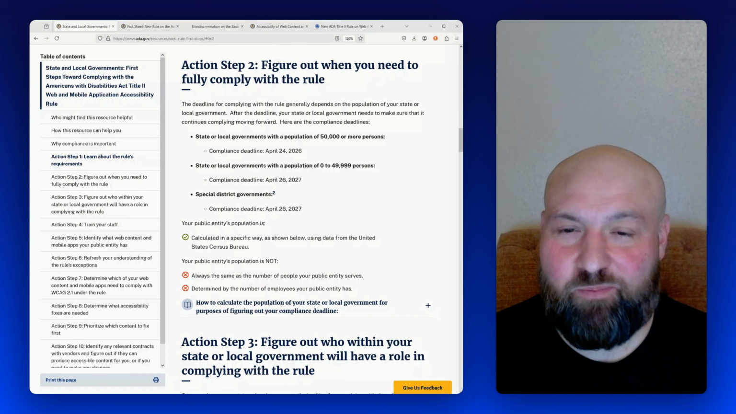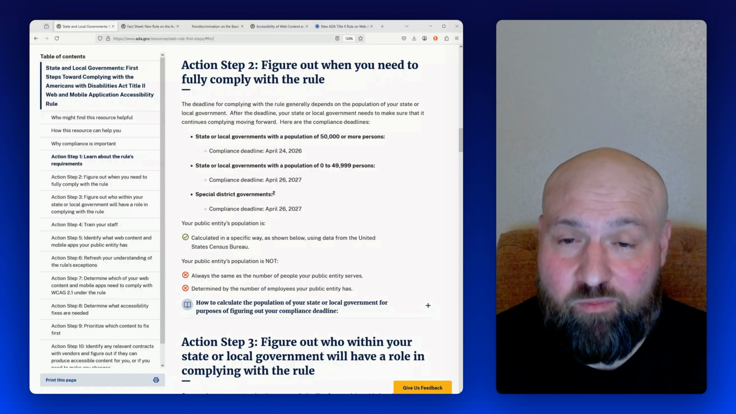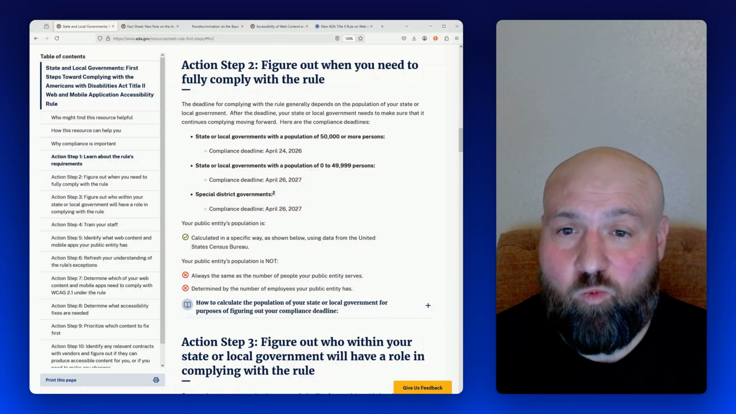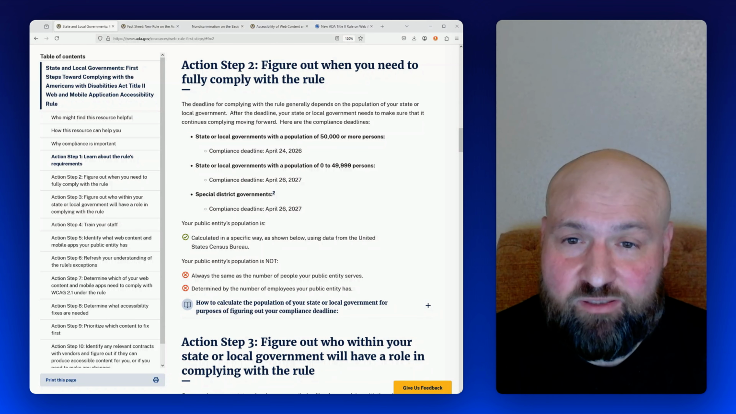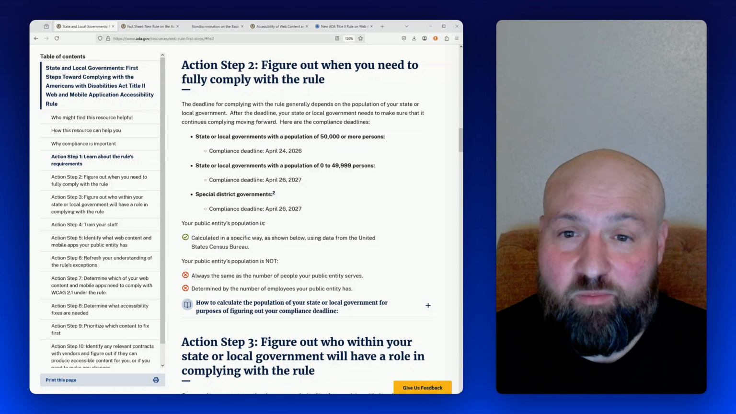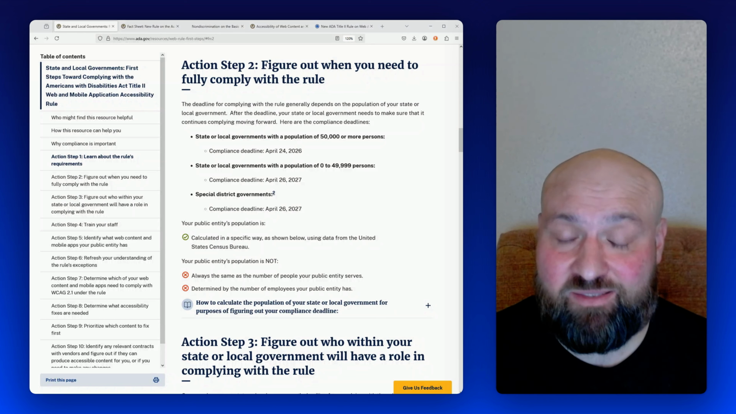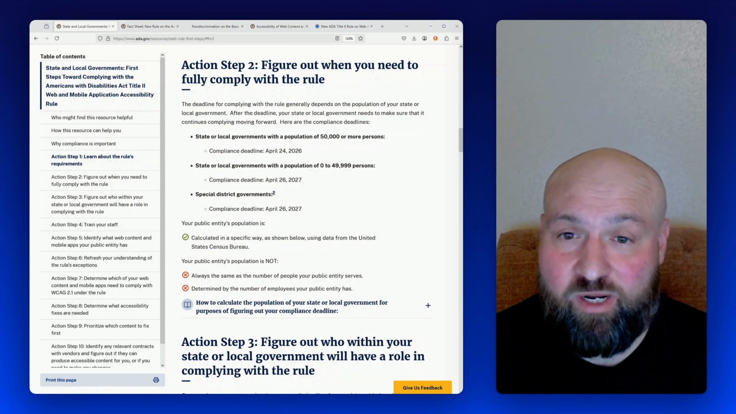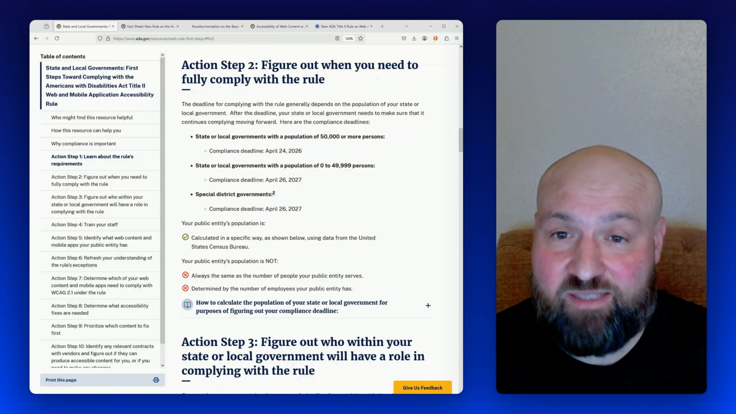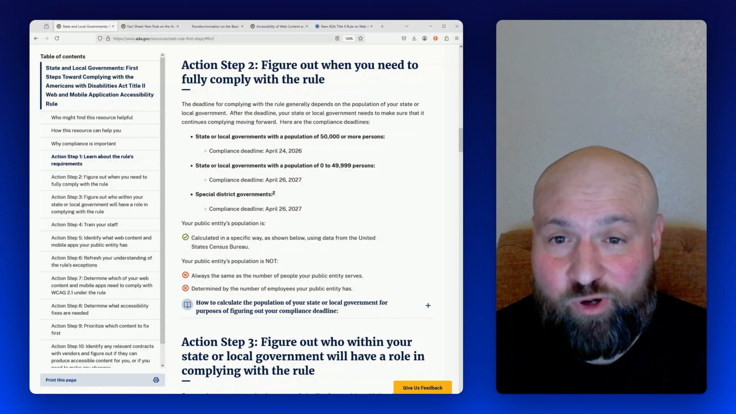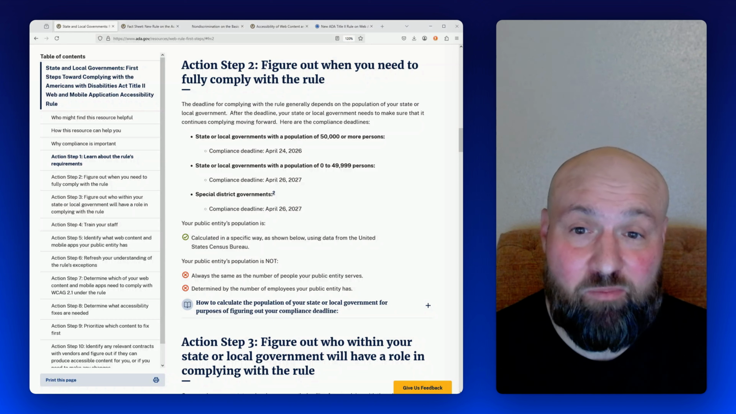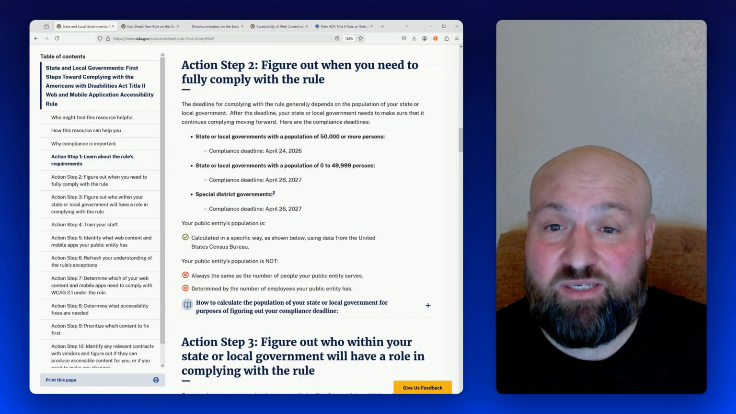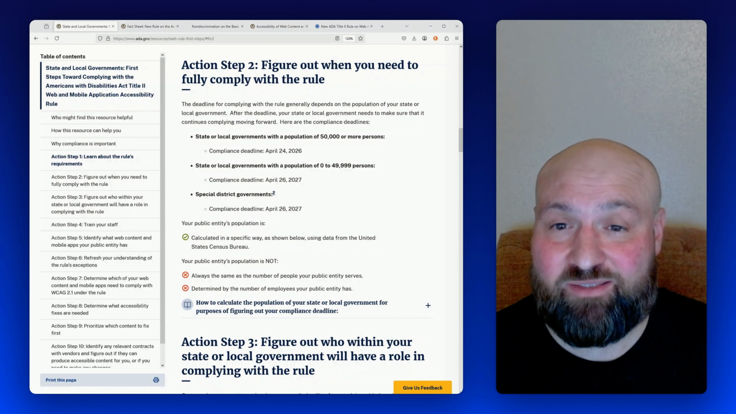Action step 2 simply comes down to determining how much time you have before you must be compliant. Now, when the web rule was published, entities had either 2 years or 3 years to become compliant, but approximately 10 months has passed since that time as of the date of this recording. So there is significantly less cushion. What's very important to know is that accessibility is not a weekend project, it's not a month-long project. This is going to take you at least multiple months to get through.